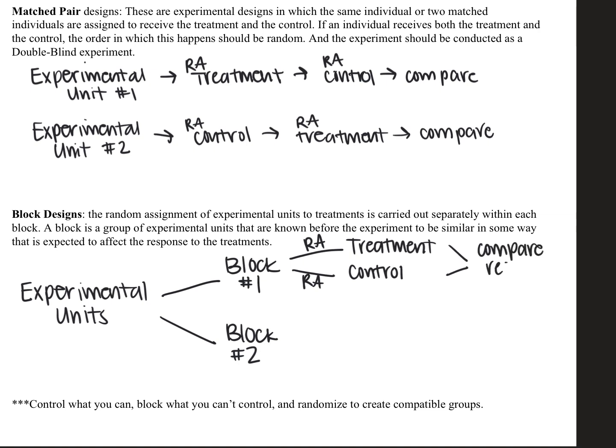You can't compare the results from one block to another. You can only compare the results within a block. So then for my second block, they would be randomly assigned to the treatment or the control, and then you compare the results after.